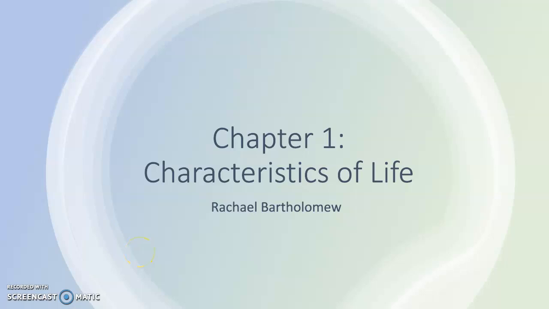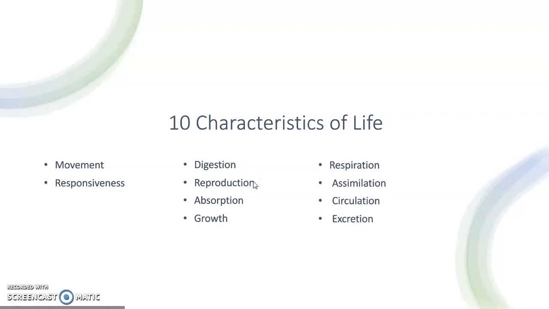Today I'll be talking about the 10 characteristics of life that come from Chapter 1 of Hull's Human Anatomy and Physiology. So the 10 characteristics of life are movement, responsiveness, digestion, reproduction, absorption, growth, respiration, assimilation, circulation, and excretion.